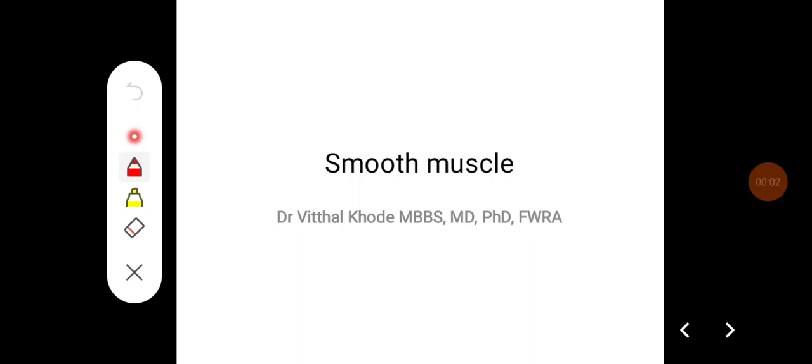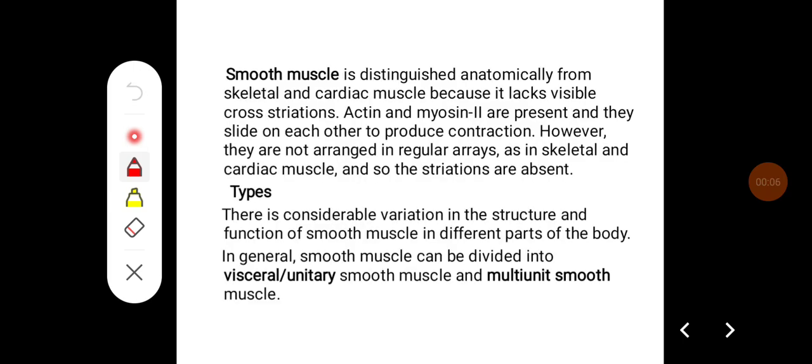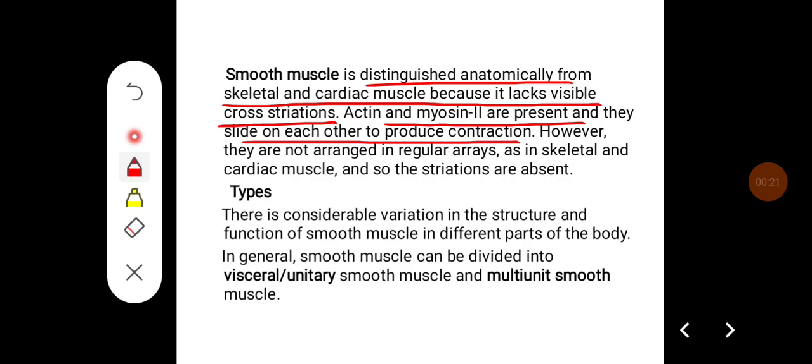Hello everyone. In this class, we'll study about smooth muscles. Smooth muscle is distinguished anatomically from skeletal and cardiac muscle because it lacks visible cross striations. Actin and myosin too are present and they slide on each other to produce contraction. However, they are not arranged in regular arrays as in skeletal and cardiac muscle, and so the striations are absent.